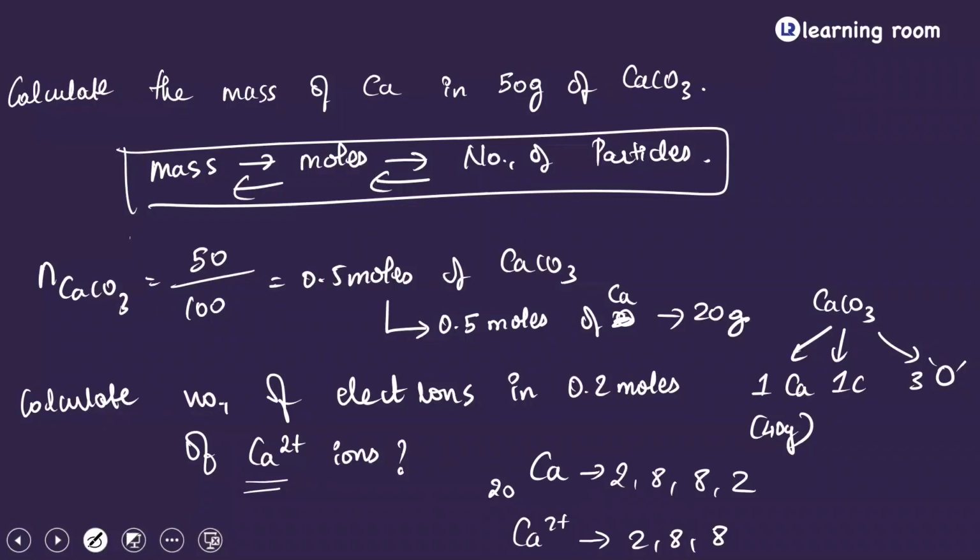So now, in 1 mole, we have 6.023 into 10 to the power 23 atoms, and each has 18 electrons. Correct? 1 mole gives 18 into 6.023 into 10 to the power of 23 electrons. But how much have I given here? 0.2 moles. So what is the final answer?